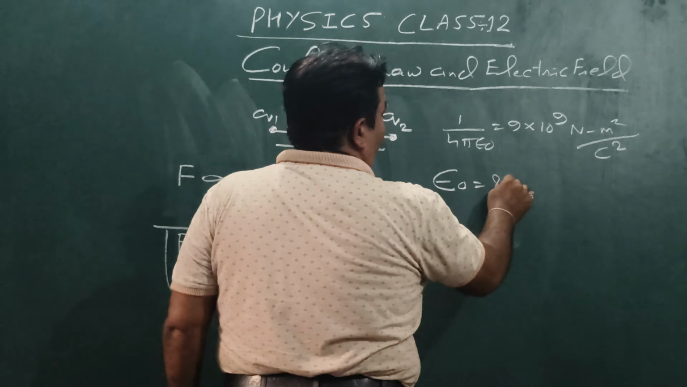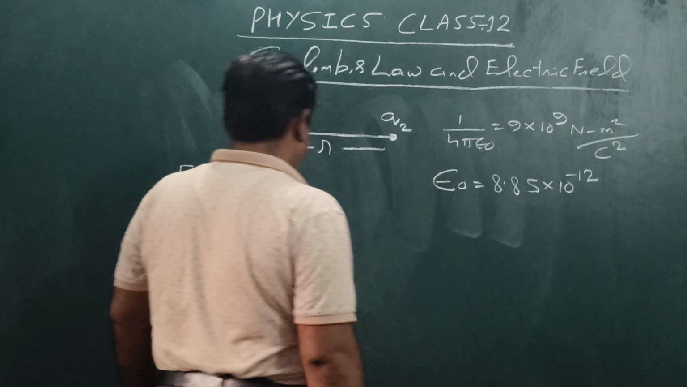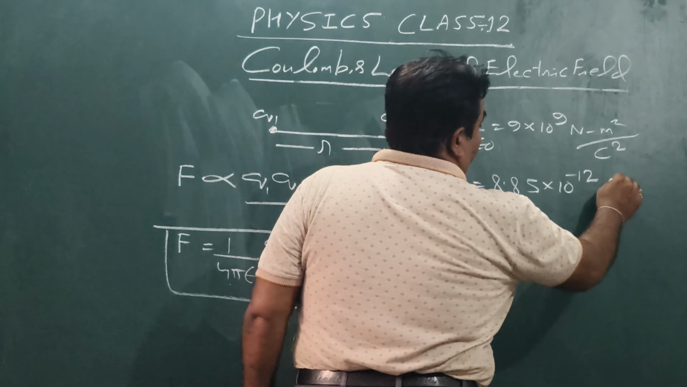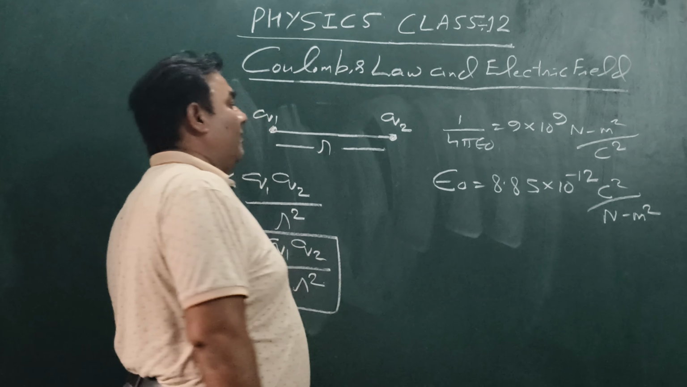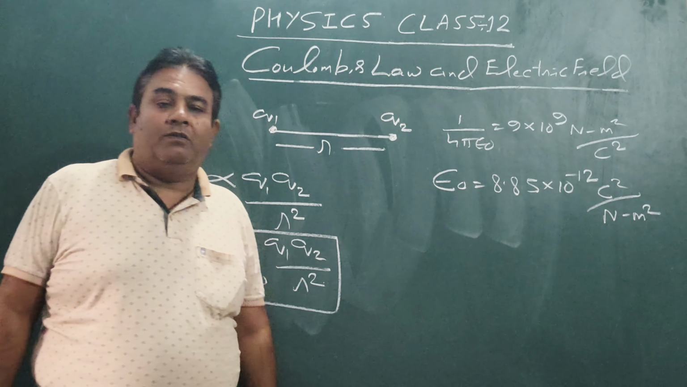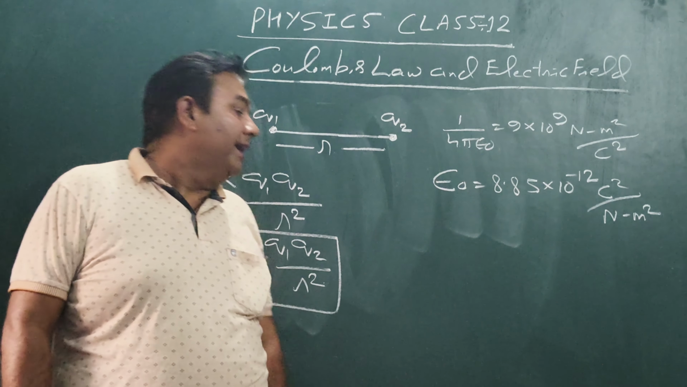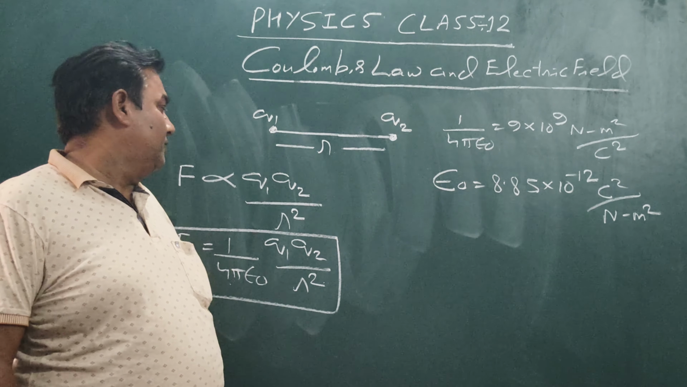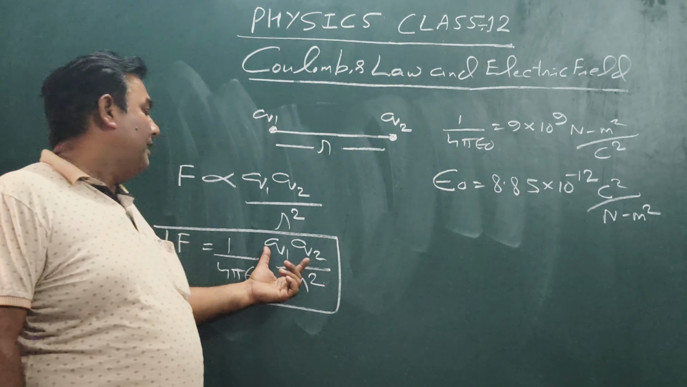And epsilon naught is also a constant. Its value is 8.85 into 10 to the power minus 12 Coulomb square upon Newton meter square. Epsilon naught is called the permittivity of free space, the permittivity of electric force in vacuum, and it is very low, 8.85 into 10 to the power minus 12. This is the formula when the charges are placed in air or vacuum.